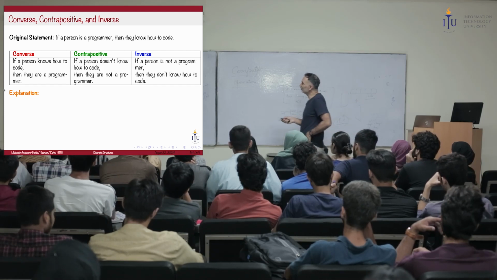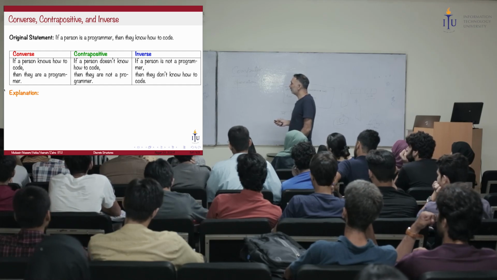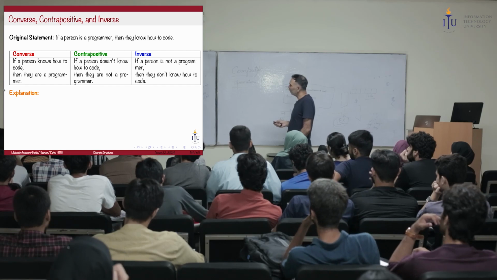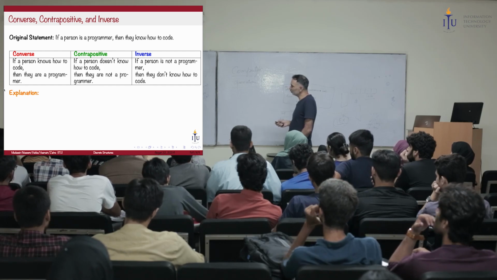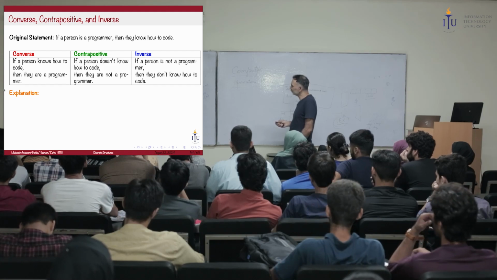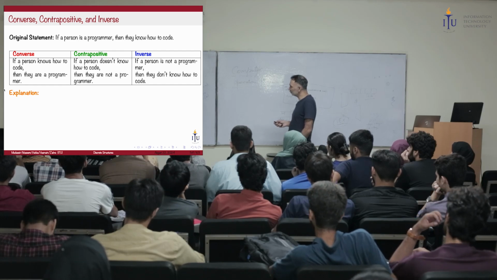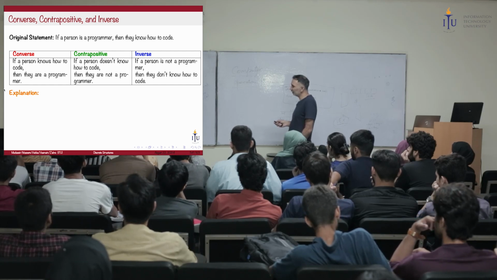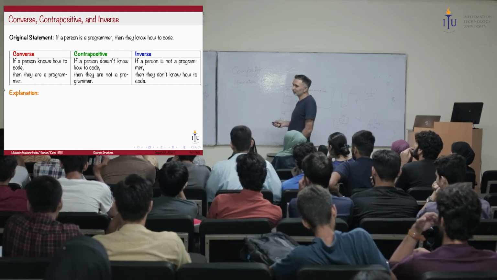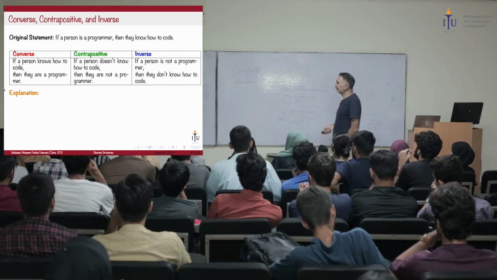Okay, so let's look at inverse. Inverse says if a person is not a programmer, then they don't know how to code. What will its contrapositive be? We have to negate both of these and we have to switch them. If we negate them, the don't goes away. And I would have: if they know how to code, then they are a programmer. That's converse. Awesome.